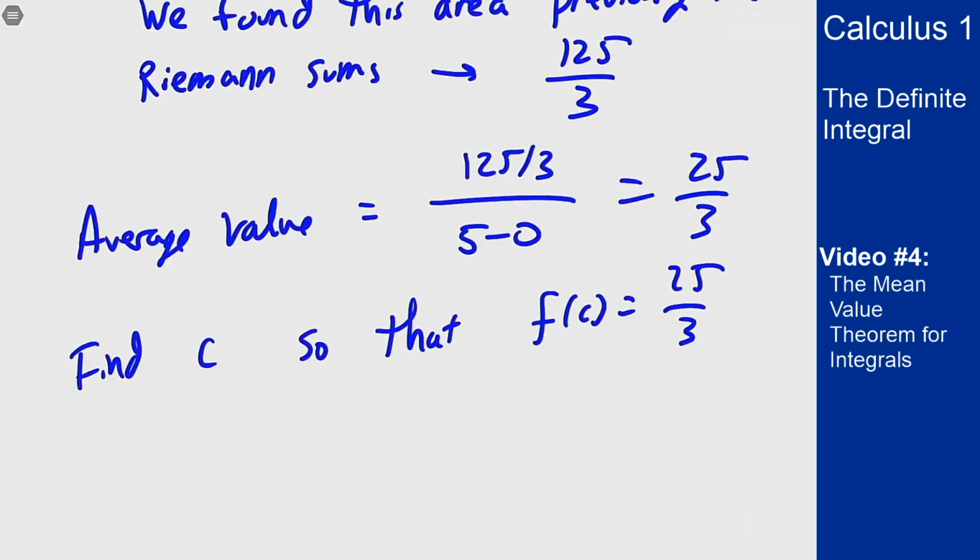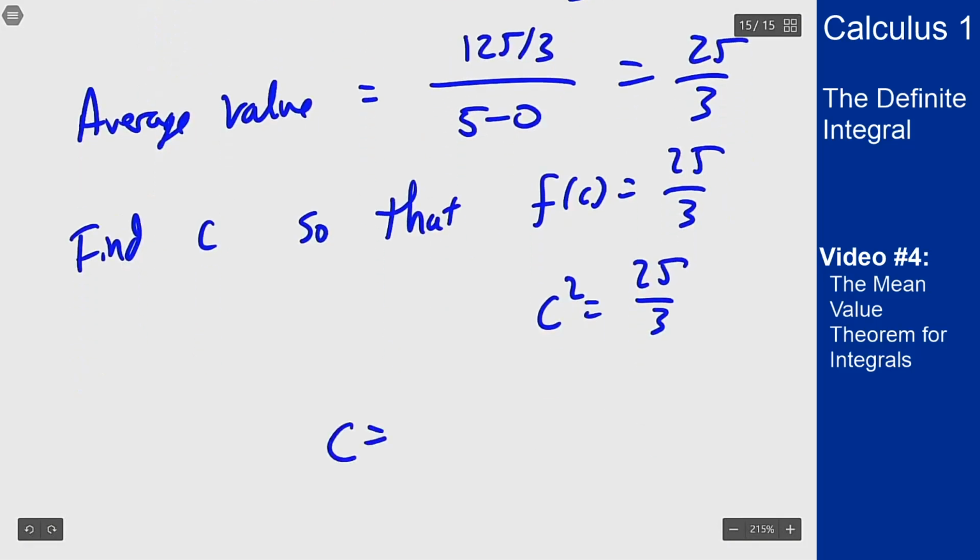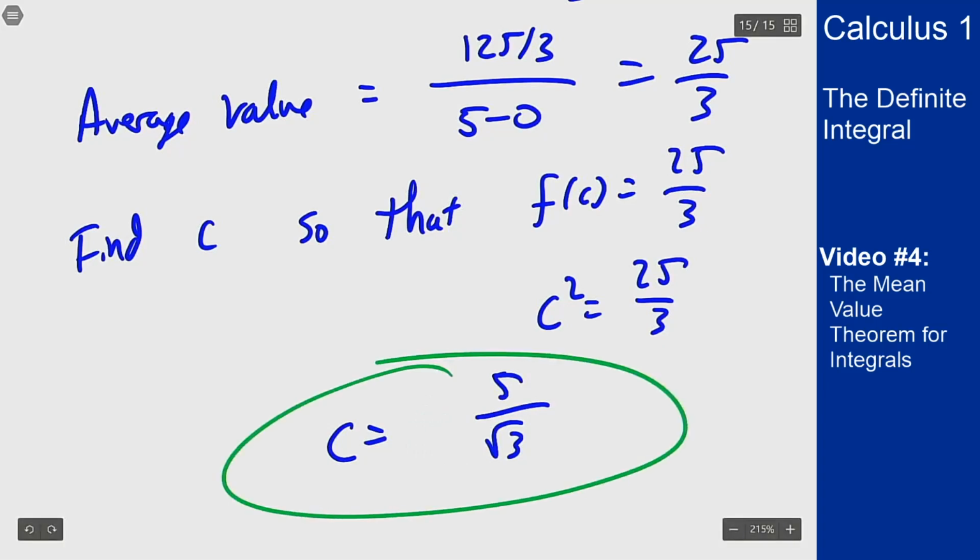F of c is just c squared. I can just square root both sides to get that c equals plus or minus 5 over root 3. However, because I'm looking between 0 and 5, I want the positive version there. So my c is 5 over root 3 for this problem. That's the idea of the mean value theorem for integrals, why it's true, and how you can use it to find average values for certain types of problems.